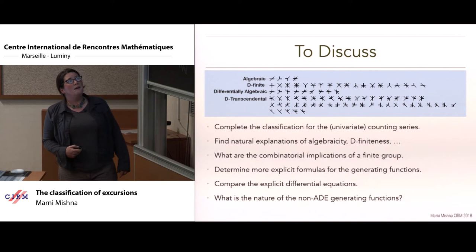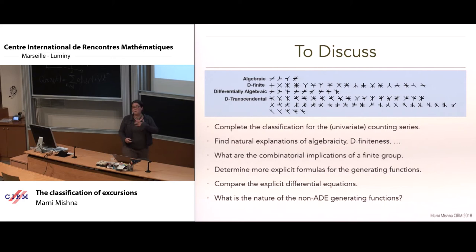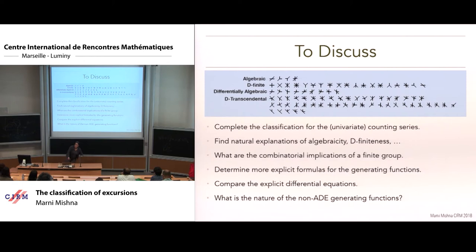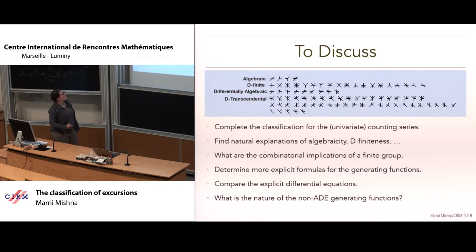A lot of this would be made simpler if we could understand the combinatorial implications of a finite group. The group I'm not going to define, Marie did discuss it in her talk, and that was very key to the classification. So if somehow you could make a direct link to combinatorial properties, then a lot of this would be resolved. Okay? I would also love to have more explicit formulas for generating functions. In a lot of these cases, and we will see them in a little bit, they're hypergeometric functions, integrals of hypergeometric functions, algebraic functions, and it can be very explicit. But once we've come out of this realm, there are no explicit functions.